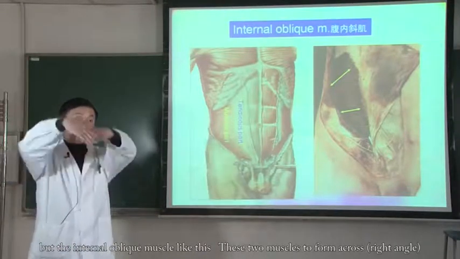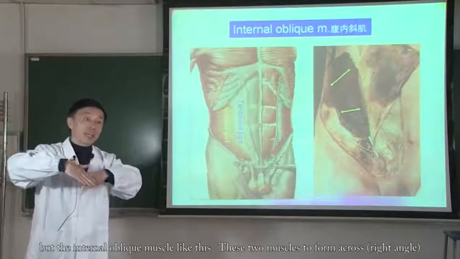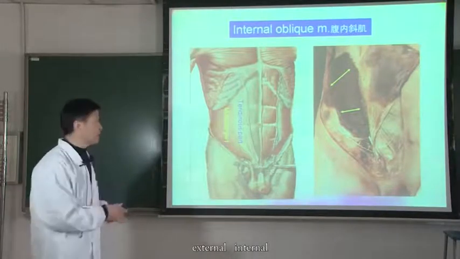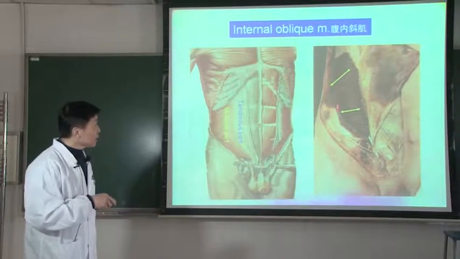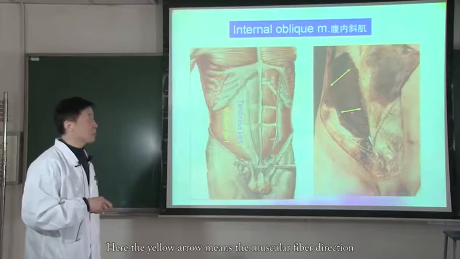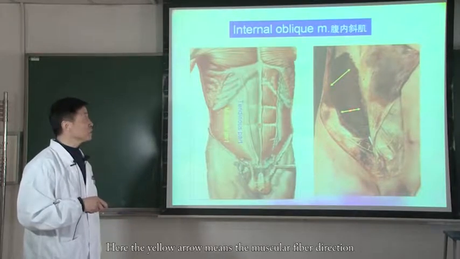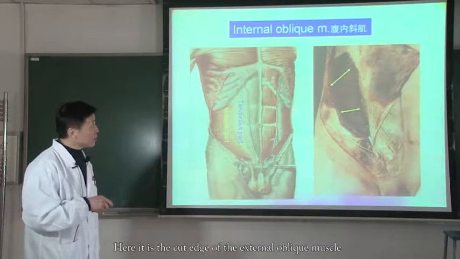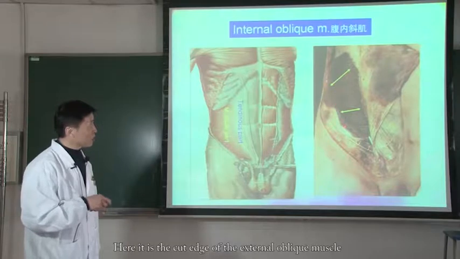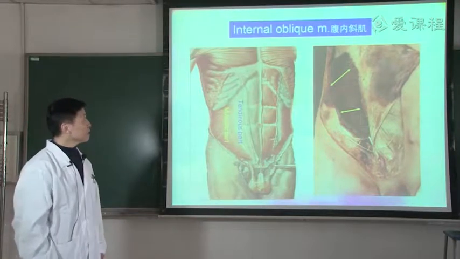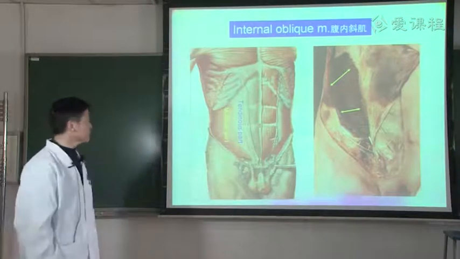These two muscles form a right angle across each other, external and internal. Here, the yellow arrow shows the muscular fiber direction. Here is a cut edge of the external oblique muscle. This is the second layer.